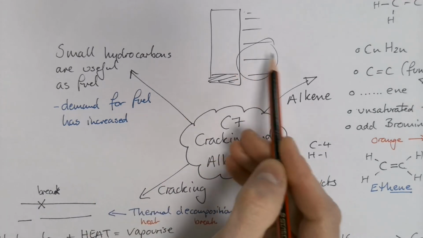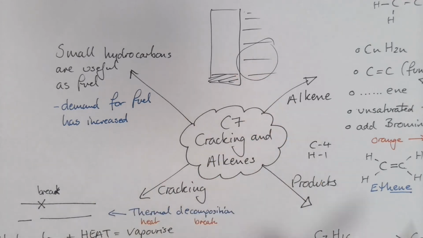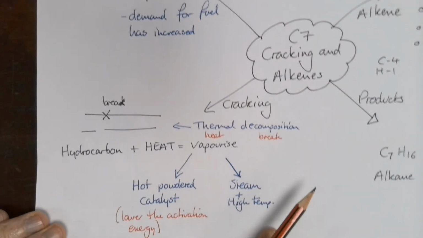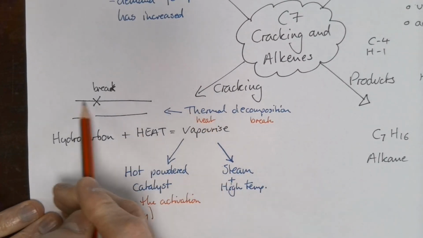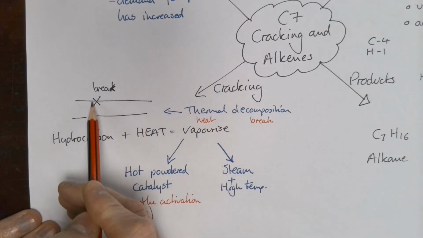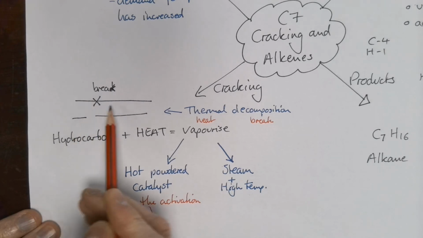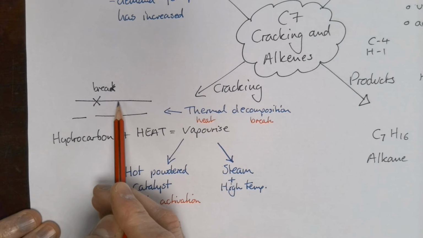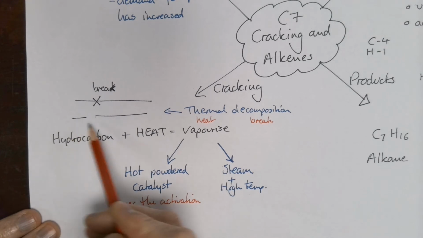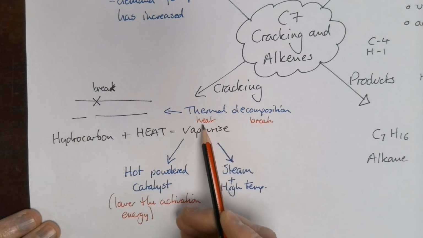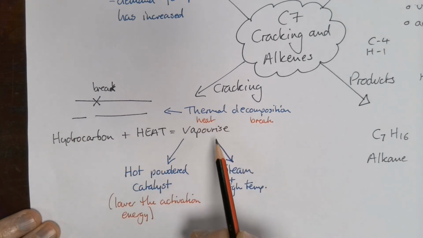So how do we take the larger ones and turn them into fuels? Well, we do a process called cracking. Cracking involves taking a large hydrocarbon and breaking it at a particular point to make two smaller ones. The break point can be random really, it can be at any point along the hydrocarbon, but we always end up with two smaller ones compared to what we started with. This is a process of thermal decomposition. We use heat to break the molecule.